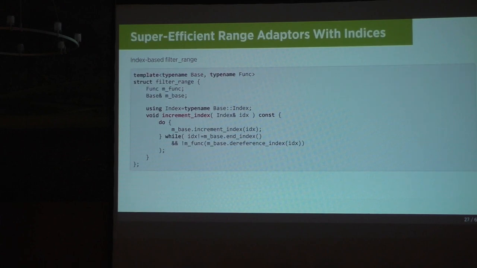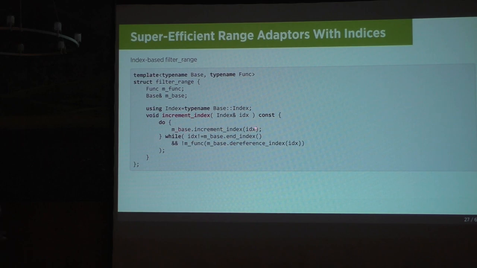Let's see how the filter looks when we do it with an index. So you have a filter, then you have an increment index, and here's the index. You basically ask your base range, in this case, you have a filter range, and in that filter range, you store your base range. And then you ask your base range to increment your index. Please increment your index. And this index is actually the same type as the index for the base range. So the filter range's index is the base range's index. It's not the case for iterators, obviously, but for indices, it's actually the case.